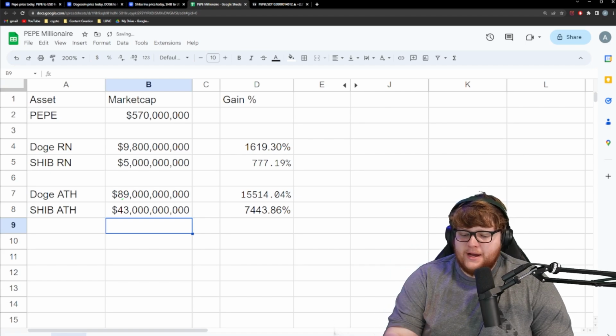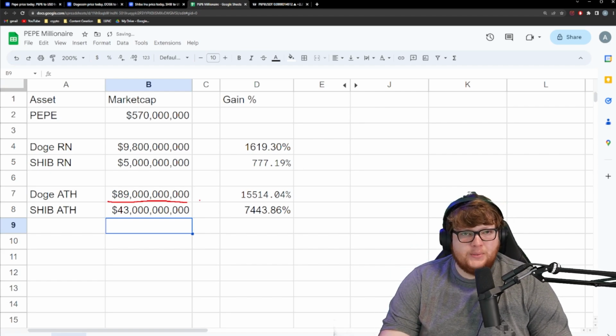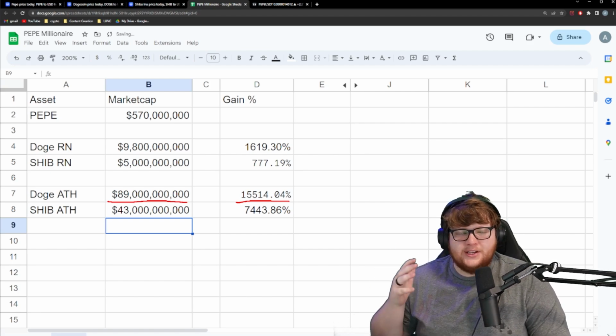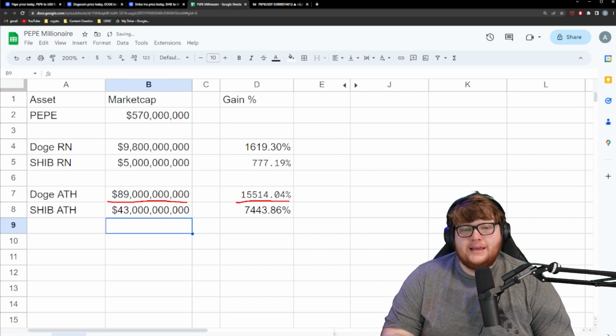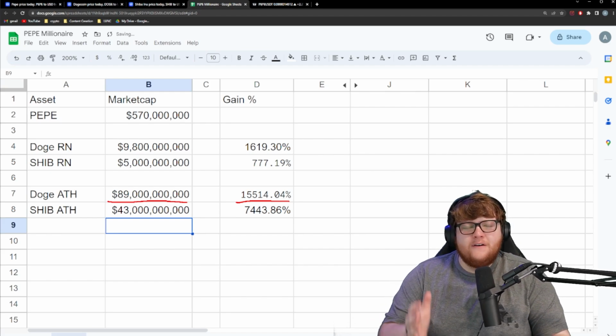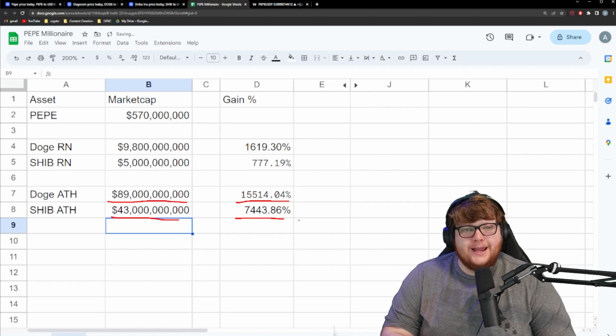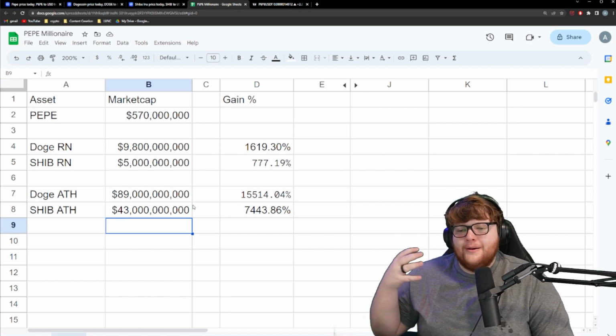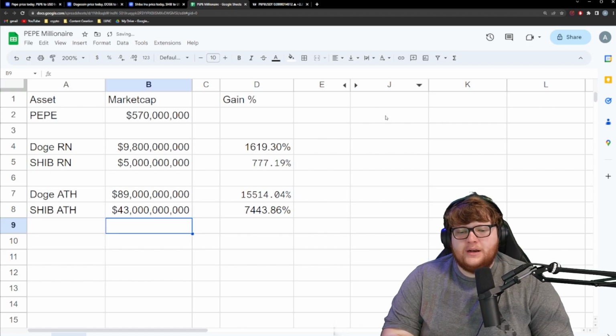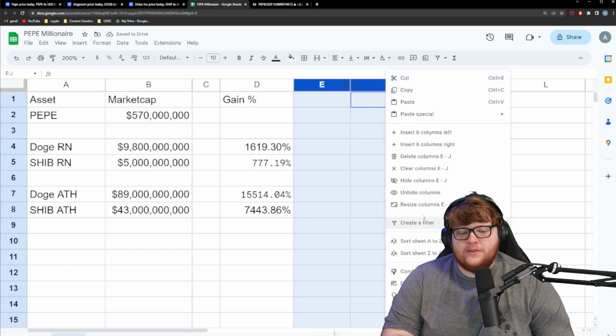So if we went to the all-time highs of Dogecoin, again, just shy of a $90 billion market cap, you'd be looking at Pepe gains of 15,000%, absolutely massive gains, basically 155x returns. Insane. These are gains that you don't see normally for 50-plus years in the stock market, if that. Absolutely insane gains on a relative scale here. And if we went to Shiba Inu's all-time high, you're looking at 7,400% gains, basically 74x potential right here.